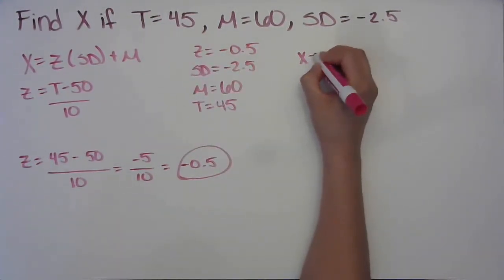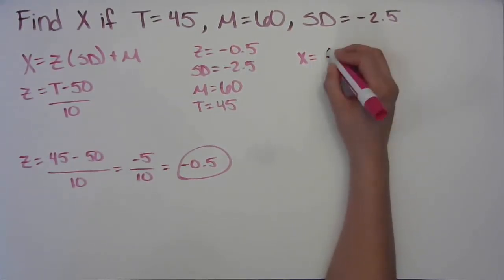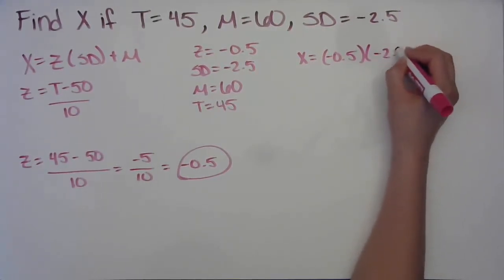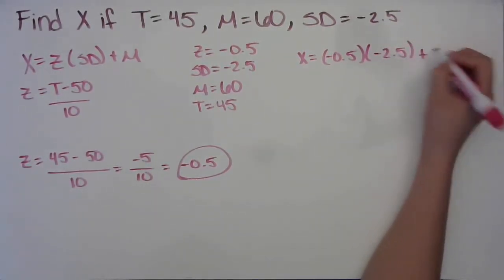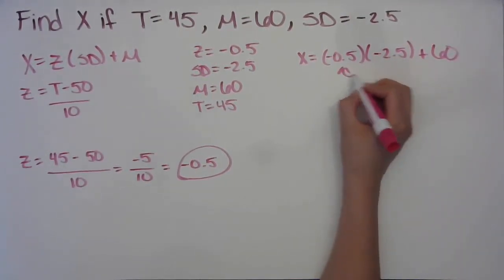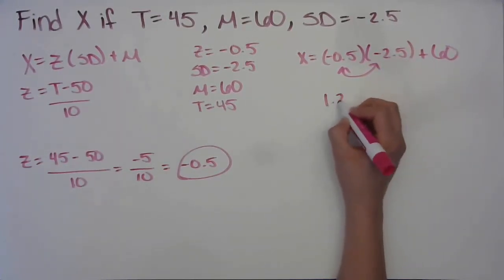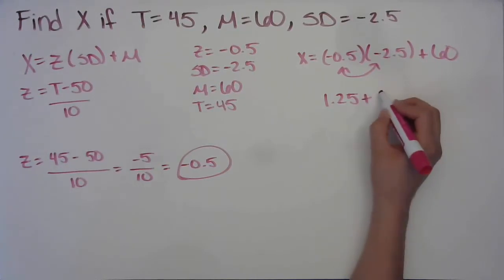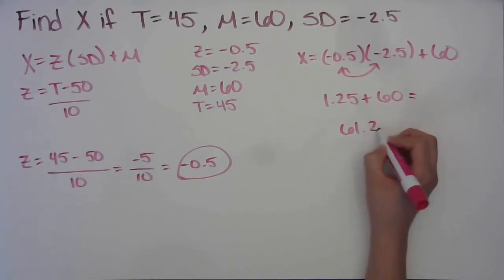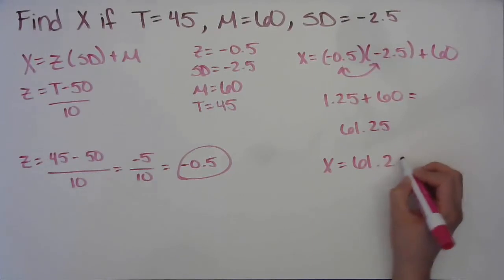So our x is going to be negative 0.5 times our standard deviation of negative 2.5 plus our mean of 60. So when we multiply these two first, that is going to give us a 1.25. Then we're going to add that to 60, and that is going to give us 61.25. So our final answer is x equals 61.25.